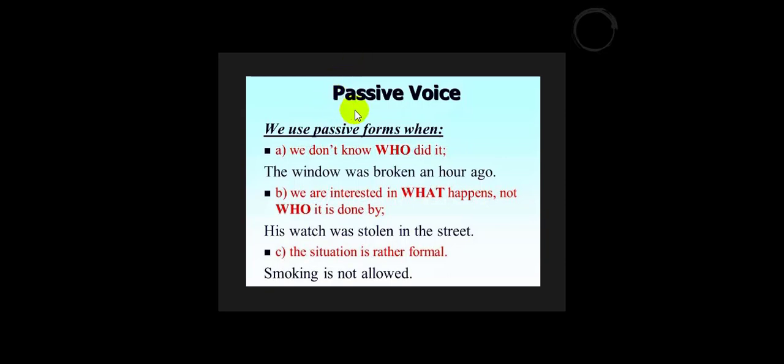Again, why do we use the passive voice? Either because we don't know who did it, or because we are interested in what happens, not who it is done by, or if the situation is formal. For example, smoking is not allowed. Who is not allowing the smoking? We don't know. The subject is not mentioned. Why? Because it is a formal format.